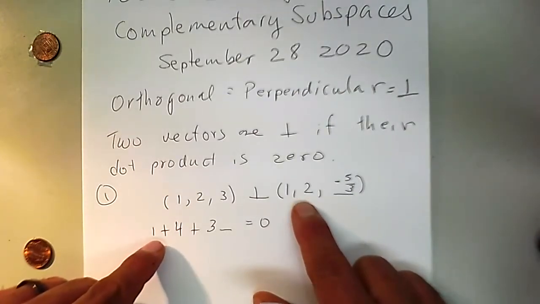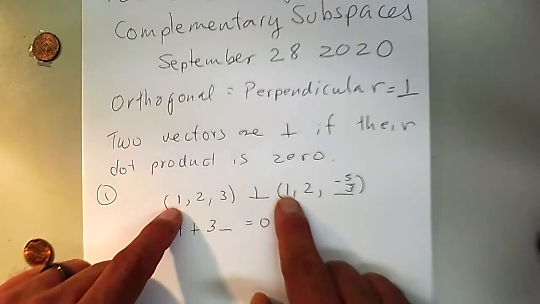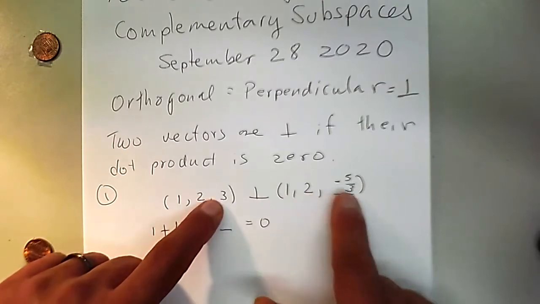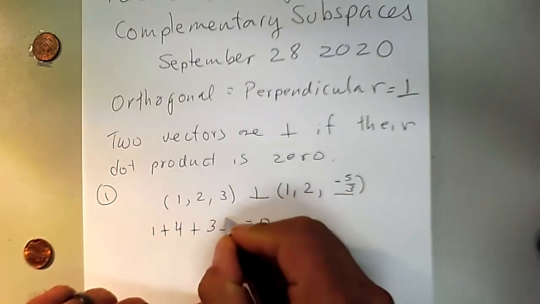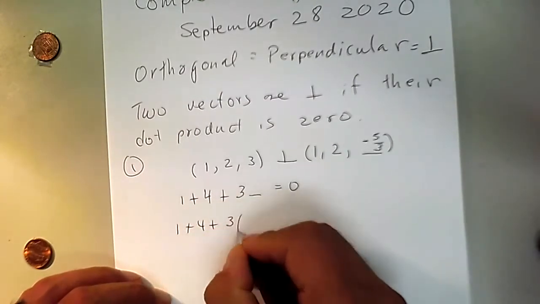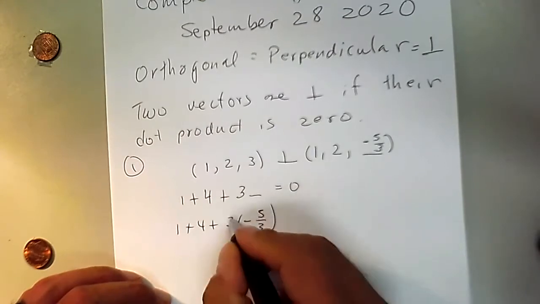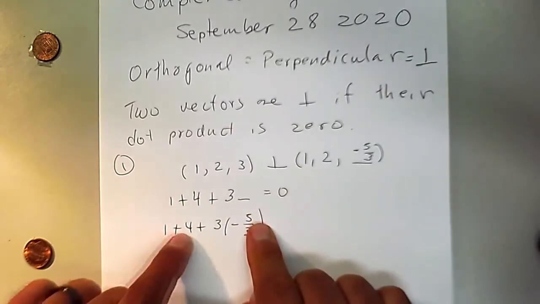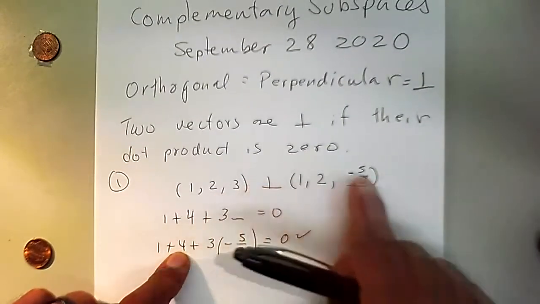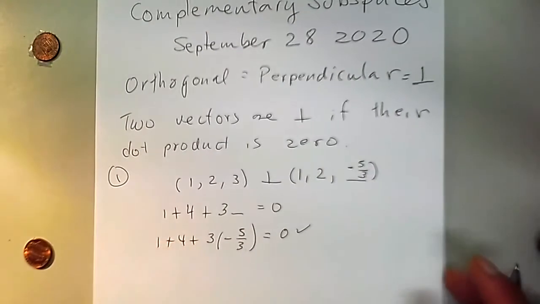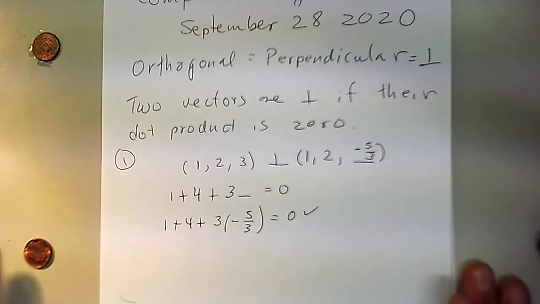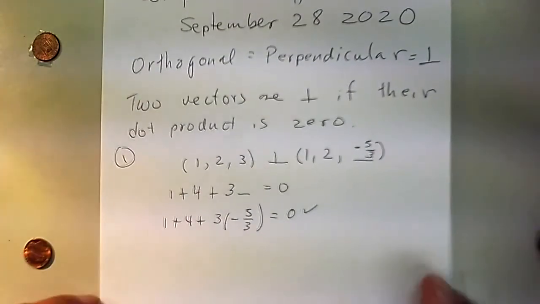But let's double check. So if we multiply those two vectors, one times one is one, two times two is four, and then three times negative 5/3. So let me just write it here. One plus four plus three times negative 5/3. Well, the threes cancel, so we end up with negative five, and one plus four is five. So sure enough, we end up with zero, it checks. So those two vectors are perfectly 100% orthogonal. So they meet, well, I don't know if they meet, but they are a 90 degree angle.